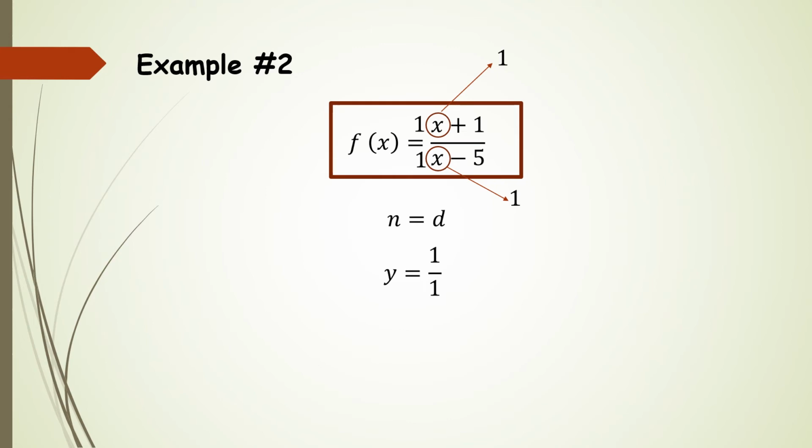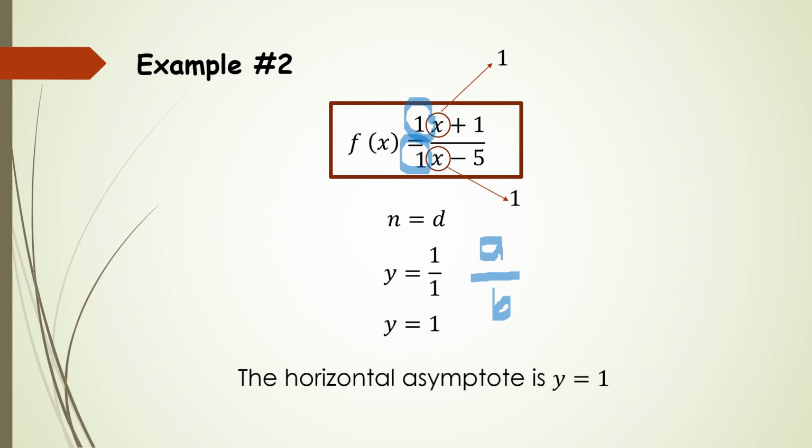Sinasabi, pag equal ang degree ng numerator at ng denominator, kukunin natin ang leading coefficient ng ating numerator, which is a. Ito yung kalapit ng x, which is 1. Pati na rin ang ating denominator na 1. Since ang formula natin ay a over b. Thus, y is equal to 1. Therefore, the horizontal asymptote is y equals 1.